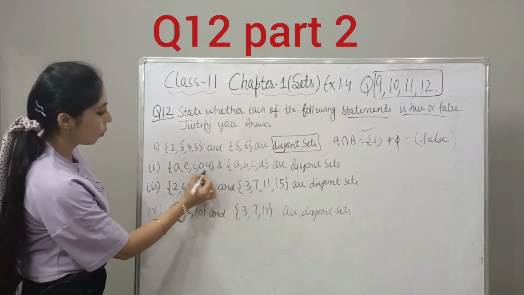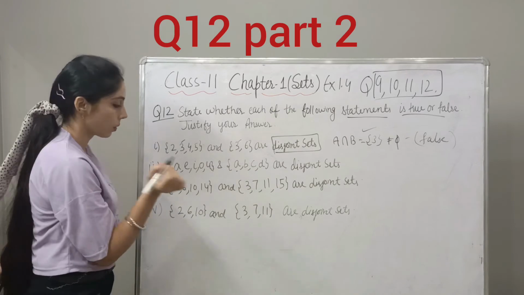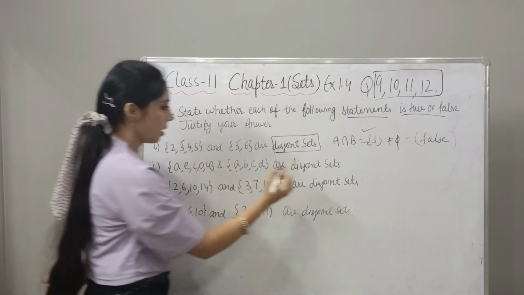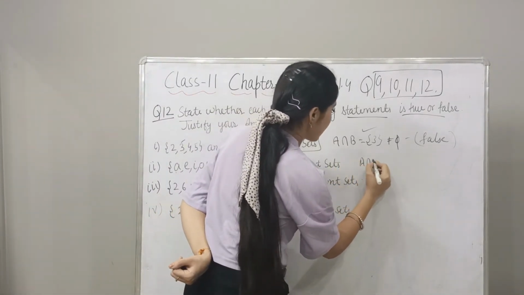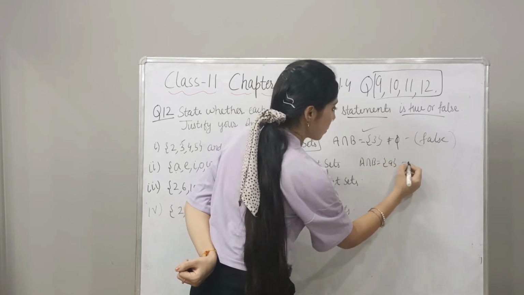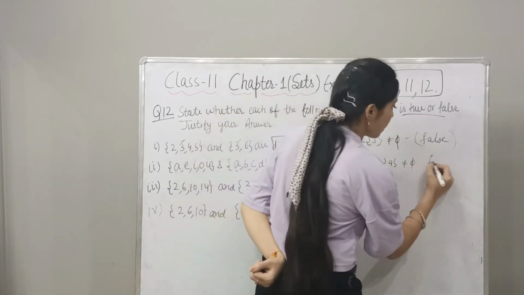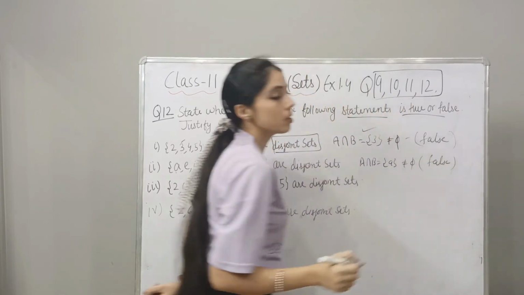Second is all the vowels and the first 4 alphabets. Okay. So here we have A intersection B is {a}. So this is also not equal to the empty set. So this is also a false statement.